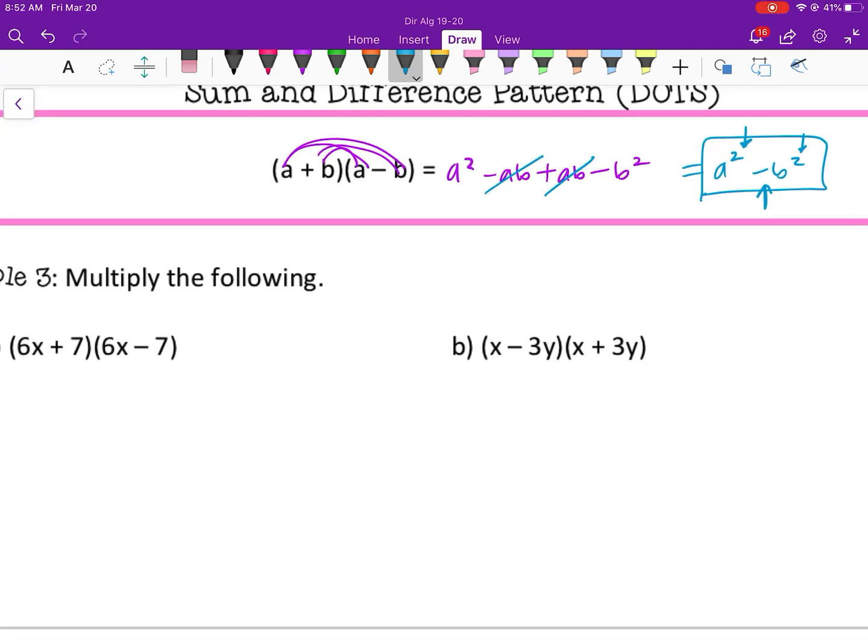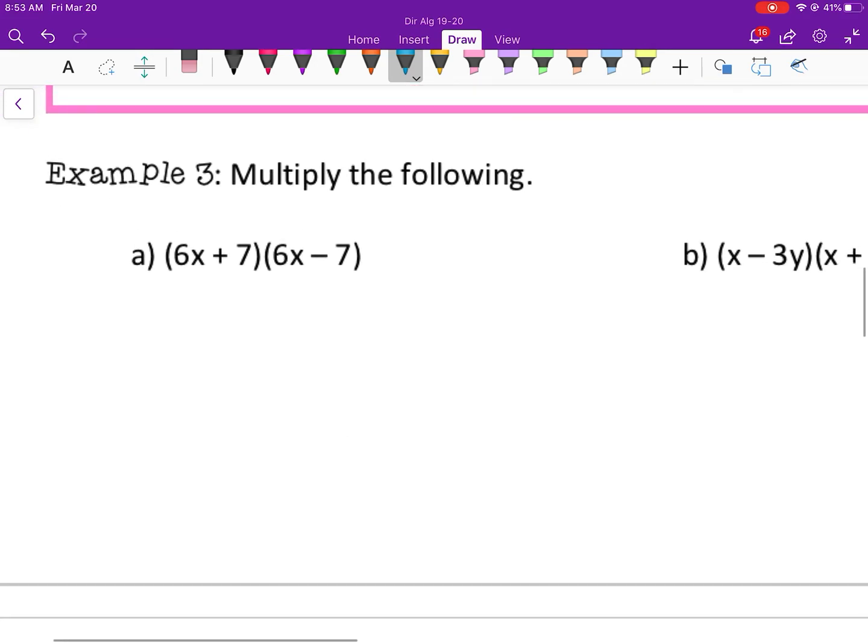So the good news is that if you recognize that you have a dots pattern, you don't have to even bother foiling it all out. Now, it's only going to be dots when you have one that's plus, one that's minus. So if you were to double distribute or FOIL, you will get the same answer. Or you can say, okay, I have the same sets of parentheses, but 1 plus 1 minus.